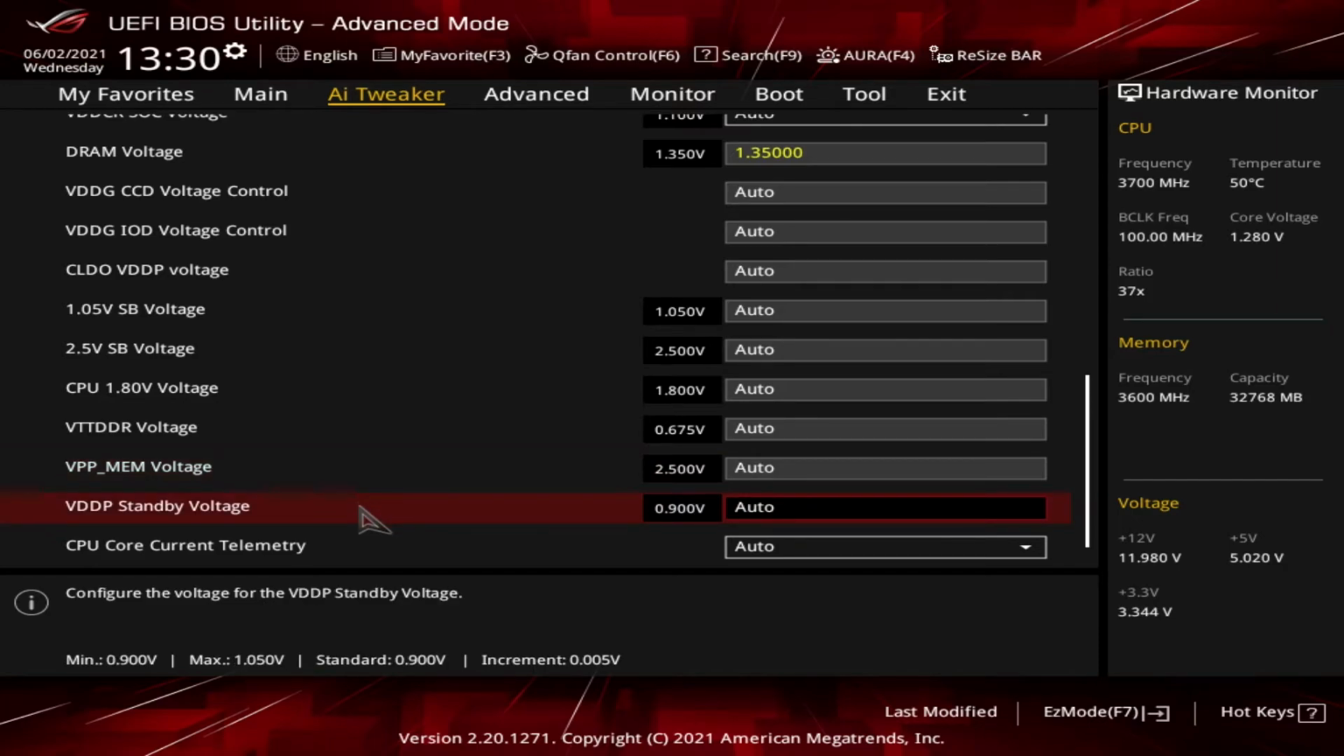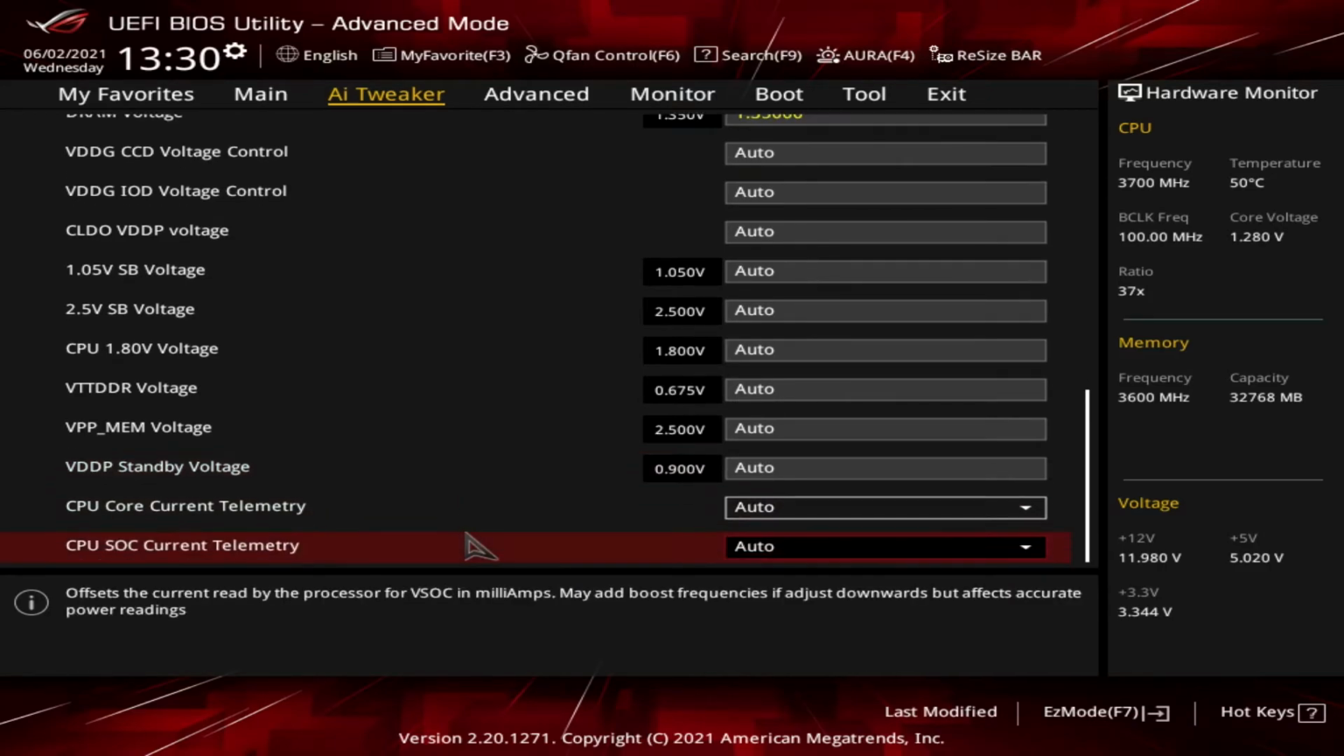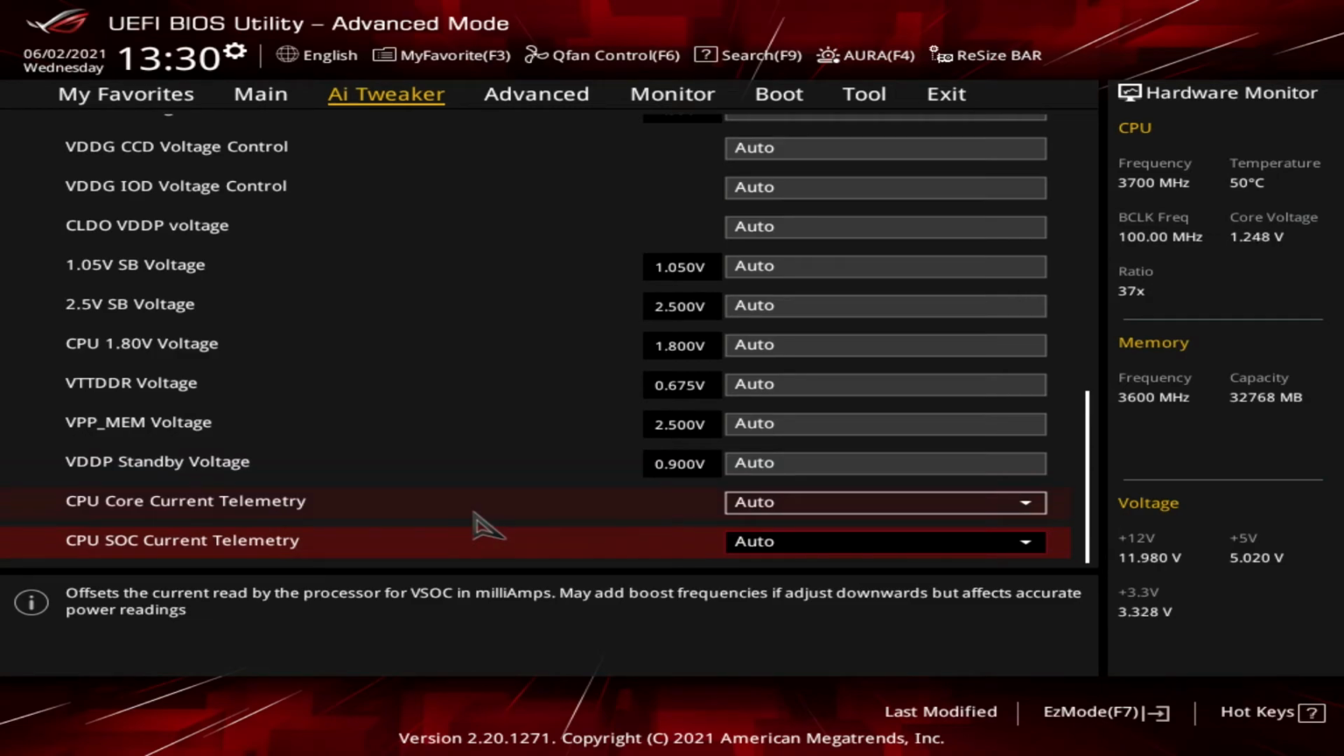Then you got the Vddp standby voltage. This is the voltage for the transistor that sets the memory contents. And then the last two items are CPU core current telemetry and CPU SoC current telemetry. The processor will read the current being supplied to the core and the SoC. These settings allow the user to offset the amount that the processor quote-unquote sees.